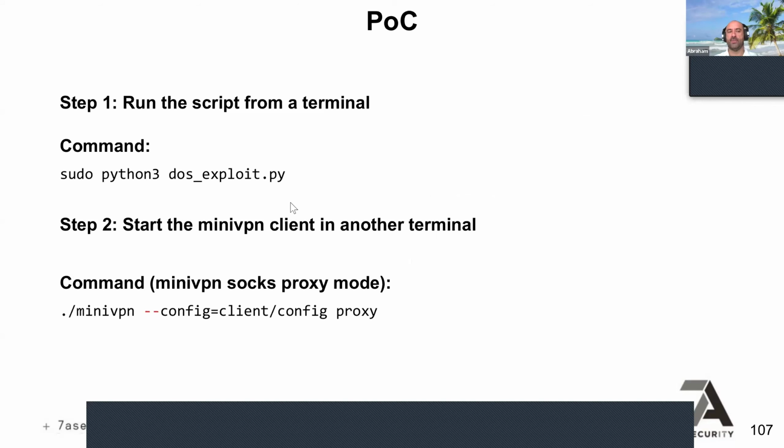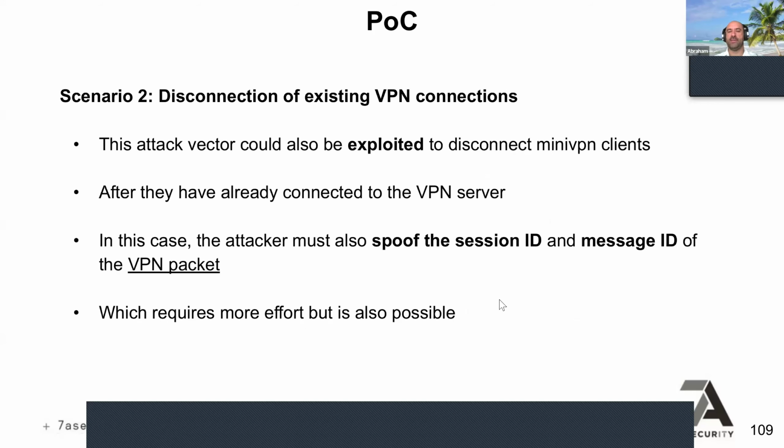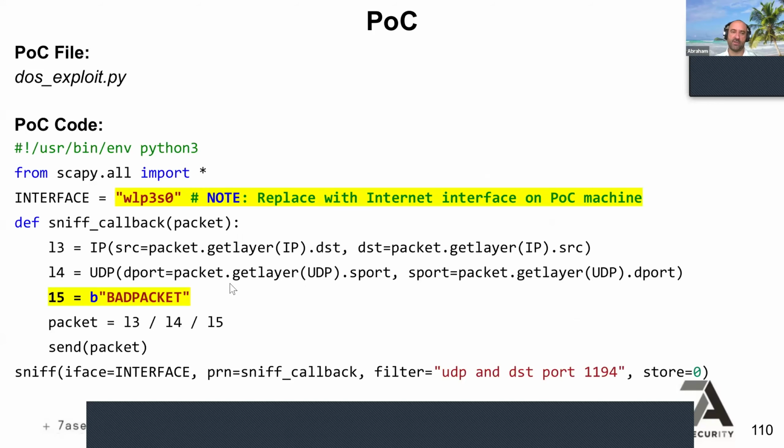You would run the script from the terminal, and then you would start the client in another screen, and then you send a malformed UDP packet during the VPN handshake process, and that would crash the application, right? So this is how the attack looked. You're sending a malformed UDP packet, and UDP can also be spoofed, right? It's not like TCP where you have the three-way handshake at the beginning.